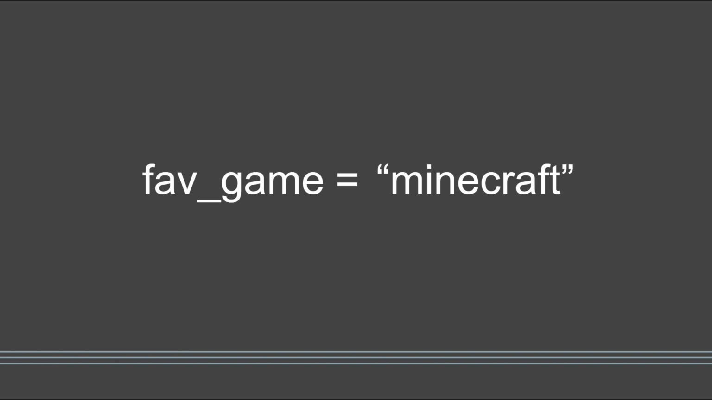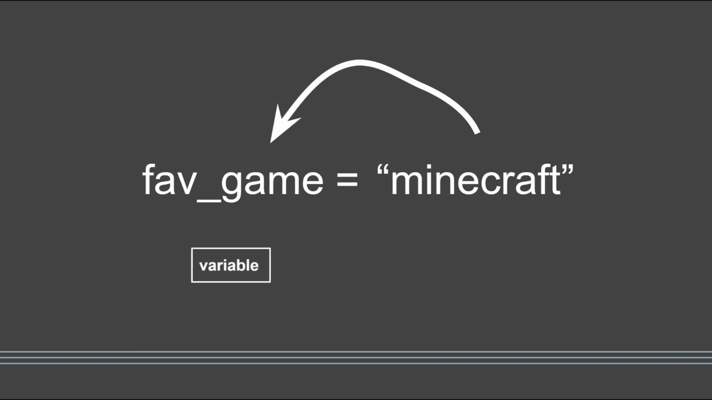For now, think of favorite game as our box from before. We're going to be storing our value, in this case, which is Minecraft, into our variable called favorite game. So remember, favorite game, that's our variable. And Minecraft in this example, that's our value.